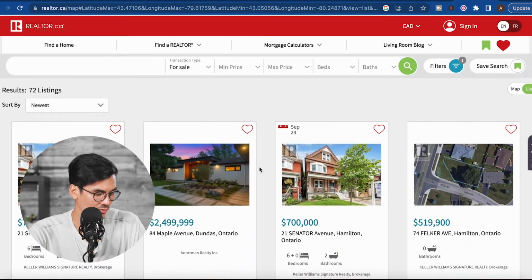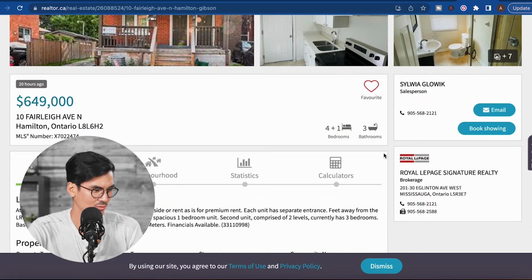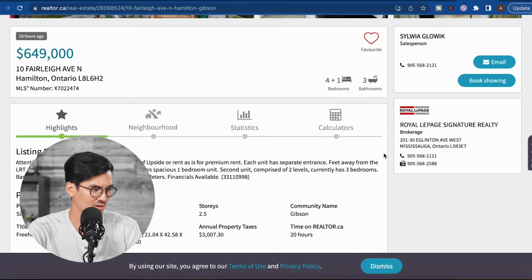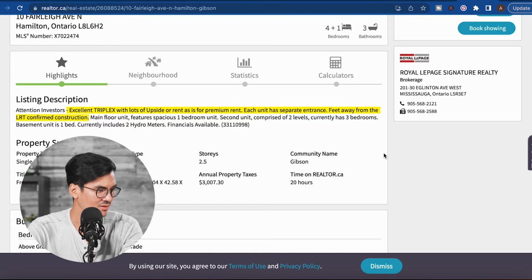But now if we look at one of the other ones, let's look at this property right here. This property is in Hamilton. It's a solid brick building. It seems pretty sturdy. They're asking $649,000. If you're reading the description, it says things like excellent triplex with lots of upside rent potential. Each unit has separate entrance. That's great. Feet away from LRT.